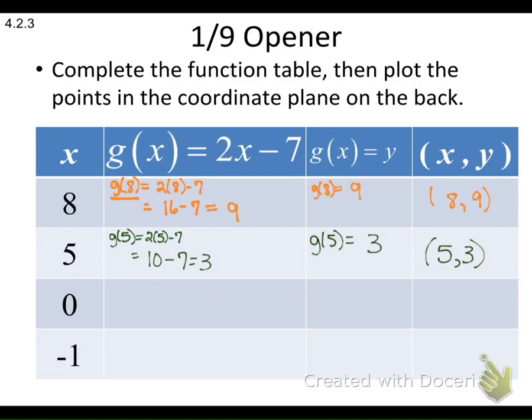All right, AJ. So, what's my input value going to be for x? 0. So I'm going to put g of 0, or the function of 0 equals 2 times what? Minus 7, okay? And then I'm going to start solving.